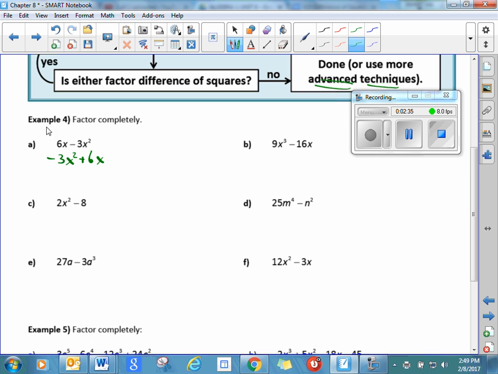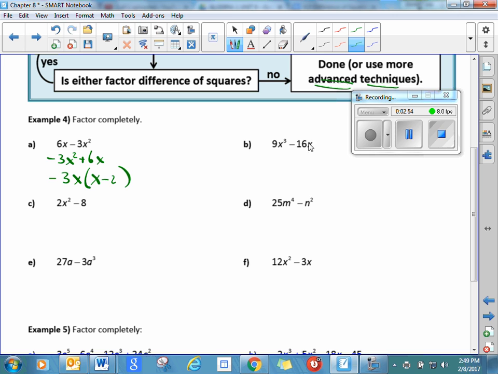So is there a GCF? I don't really care about the difference of 2 squares yet. I want to take out the GCF. There is a GCF. It's a minus 3x out of both of those terms. Once I do that, I end up with that. There's no difference of 2 squares. I'm done. I can stop.